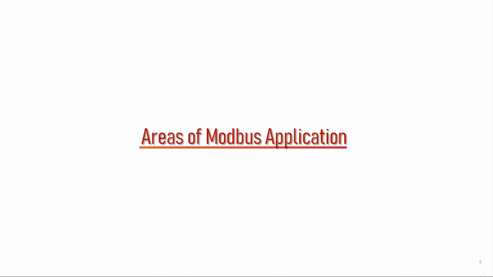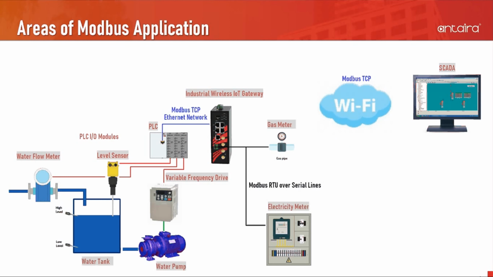Next, we'll look at some areas of Modbus application. Here's a typical scenario of a building automation application. The benefit of using Modbus is that Modbus connections between sensors and SCADA can be easily established over serial, Ethernet, and Wi-Fi networks. In this scenario, the water level in the water tank is maintained by the level sensor and the water pump.